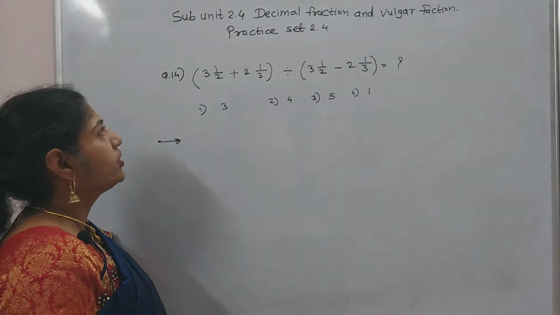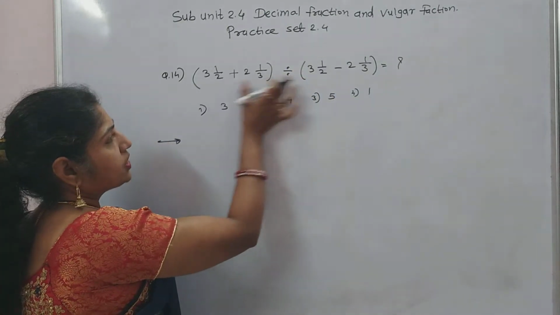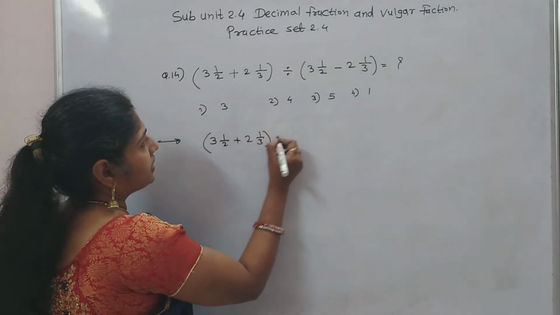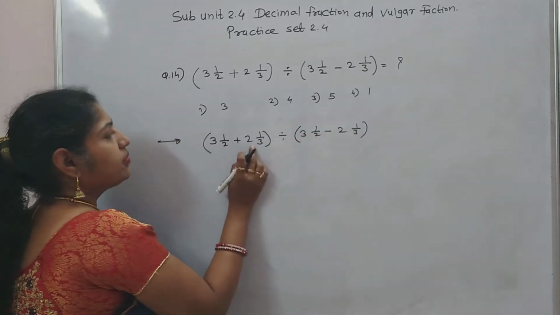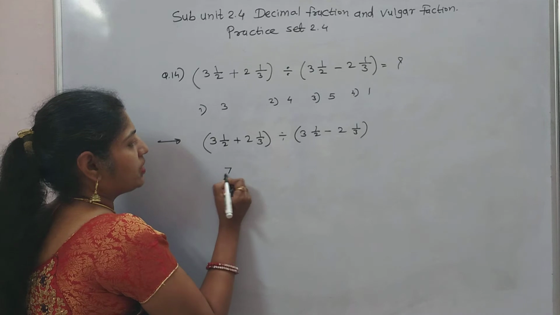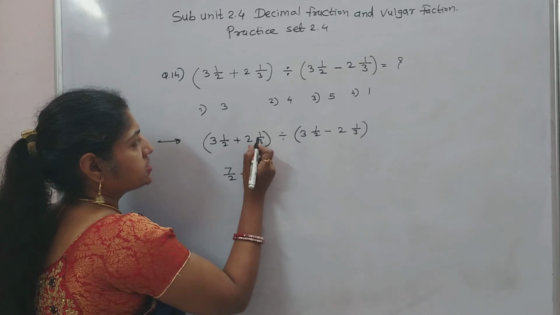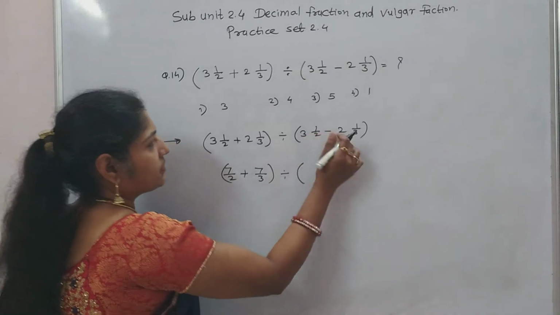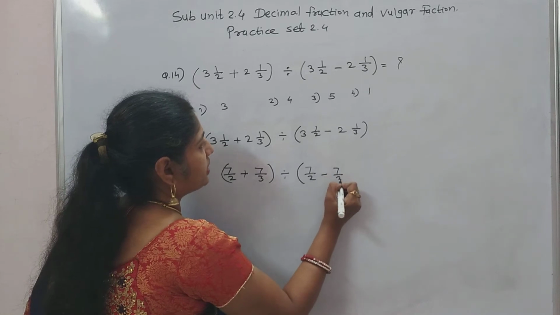Next example number 14. There are two brackets and in between there is the division. First of all, solve the brackets. 3 integer 1/2 plus 2 integer 1/3 divided by 3 integer 1/2 minus 2 integer 1/3. This is the mixed fraction. First, make it in the fraction. 2 into 3 plus 1, 7/2 plus 3 into 2 plus 1, 7/3 divided by. Now same way, 2 into 3, 6 plus 1, 7/2 minus 7/3.